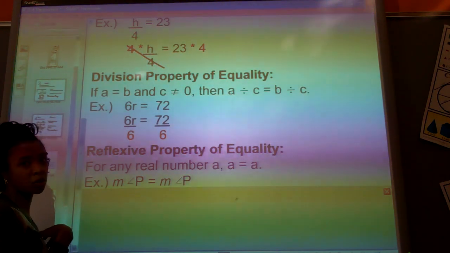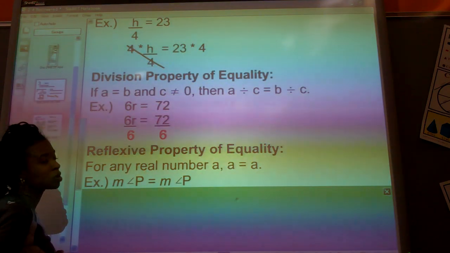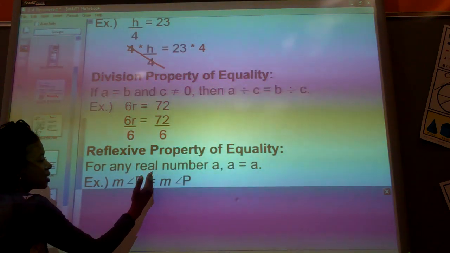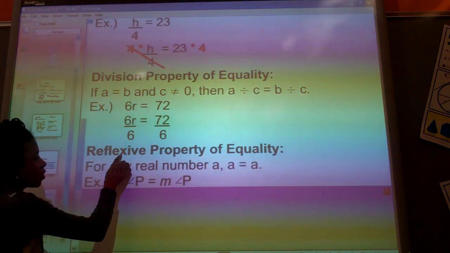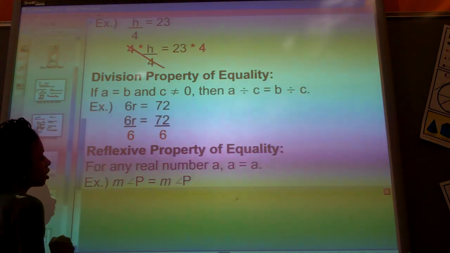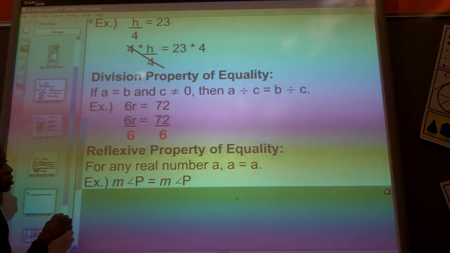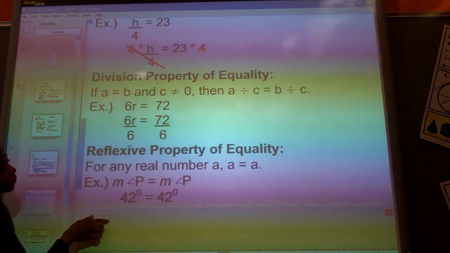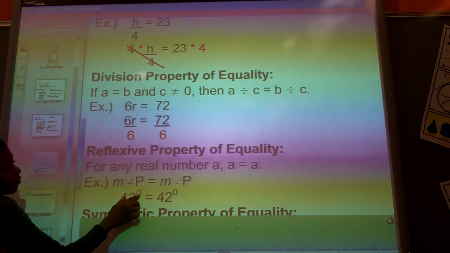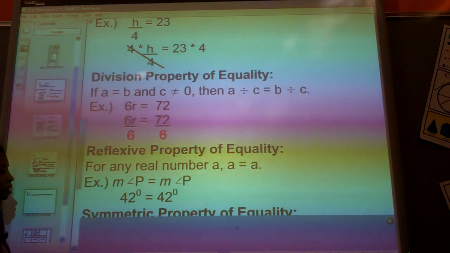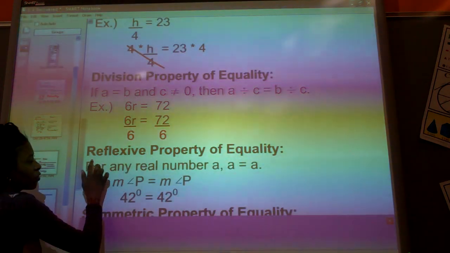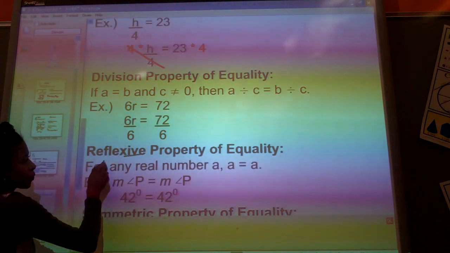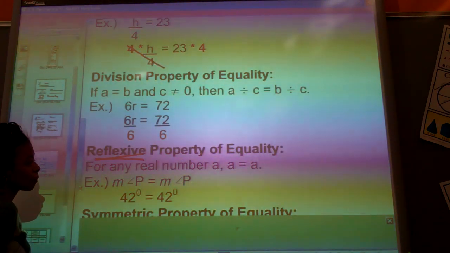It's kind of like holding a mirror to itself. So if the equal sign is the mirror, the left side is exactly the same as the right side. So reflexive, reflection, you can look at it almost like that, which we'll talk about reflections later, a little different. Okay, a little later. All right, so if I have 42 degrees, it's going to be equal to itself, 42 degrees. This is the reflexive property, equal to itself.